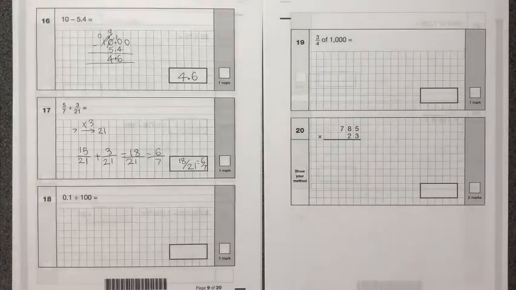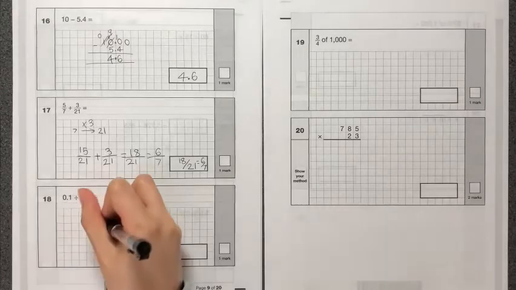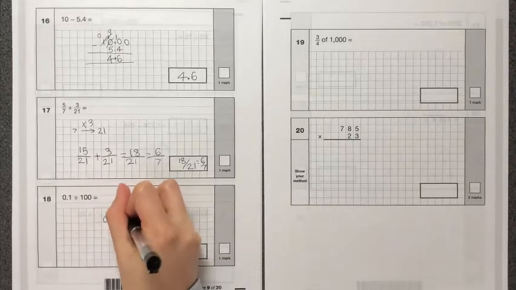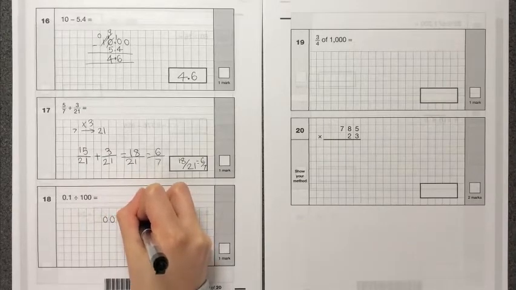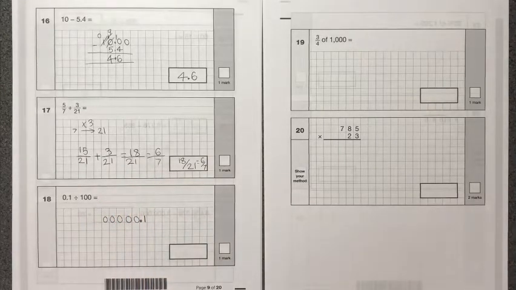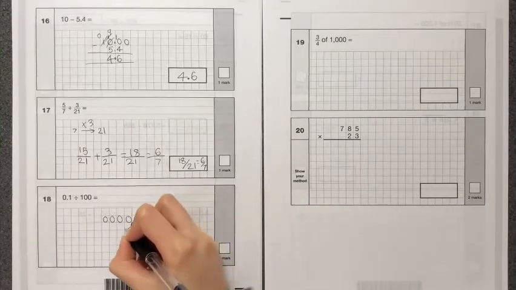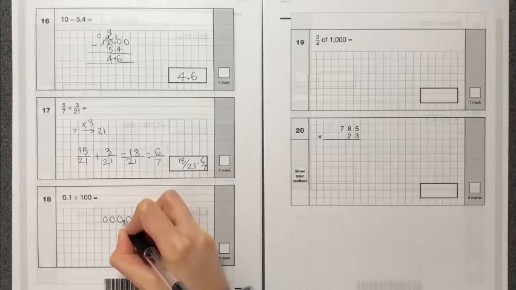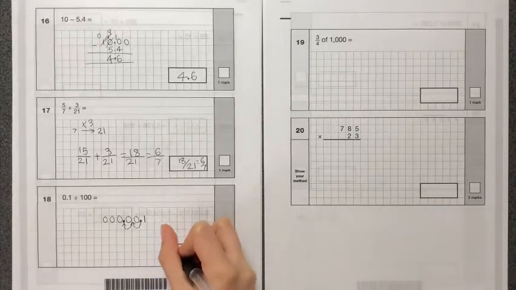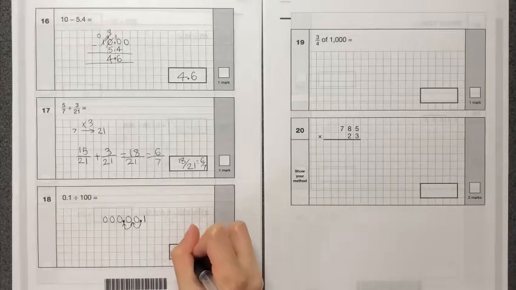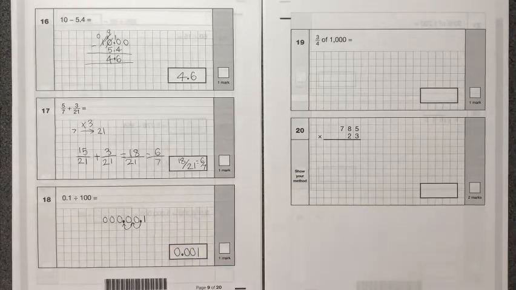Question 18. 0.1 divided by 100. When we are dividing by 100, all we're doing is moving the decimal place. We're moving the decimal place 2 places along. 1, 2. Our new decimal place is here. That makes our number 0.001.